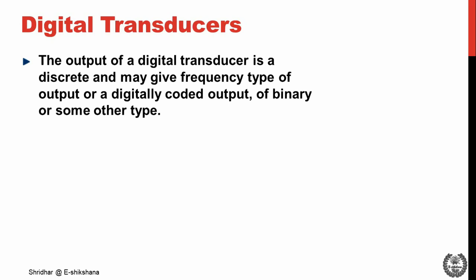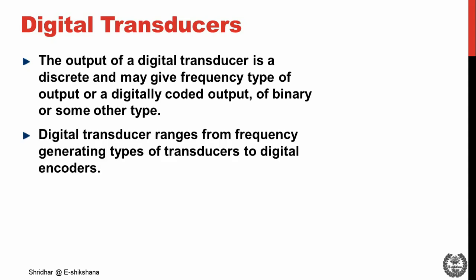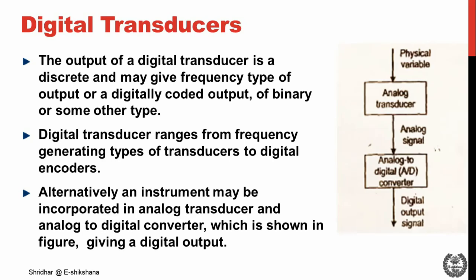The output of a digital transducer is discrete and may give a frequency type of output or a digitally coded output for binary or some other type. Digital transducers range from frequency generation type transducers to digital encoders. Alternatively, an instrument may incorporate an analog transducer and an analog to digital converter, which is shown in the figure, giving a digital output.